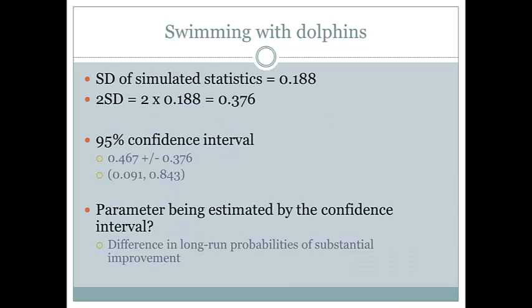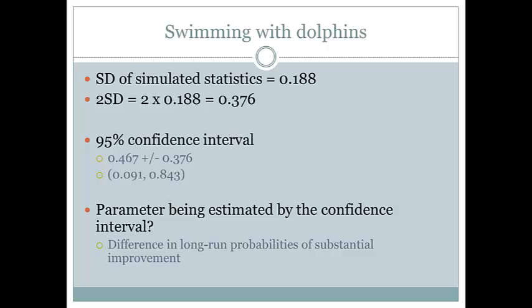Applying that here, we can see in the simulation that the standard deviation is 0.188. Multiplying that by 2 gives us 0.376. So to compute an approximate 95% confidence interval, add and subtract 0.376 to 0.467. This gives us an interval from 0.091 to 0.843.